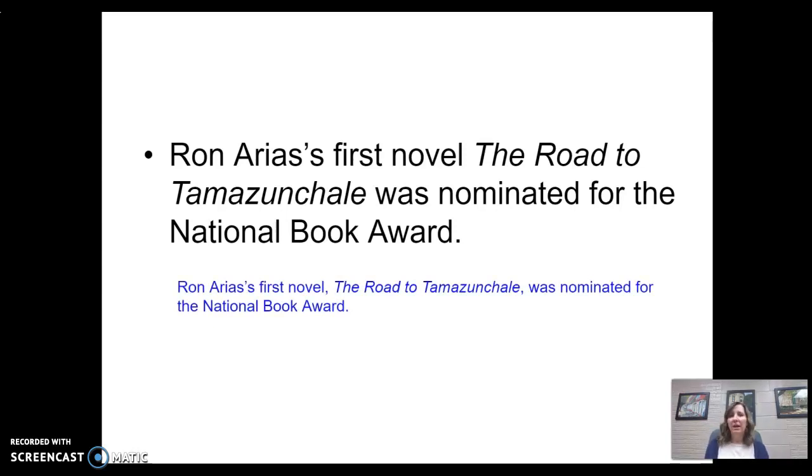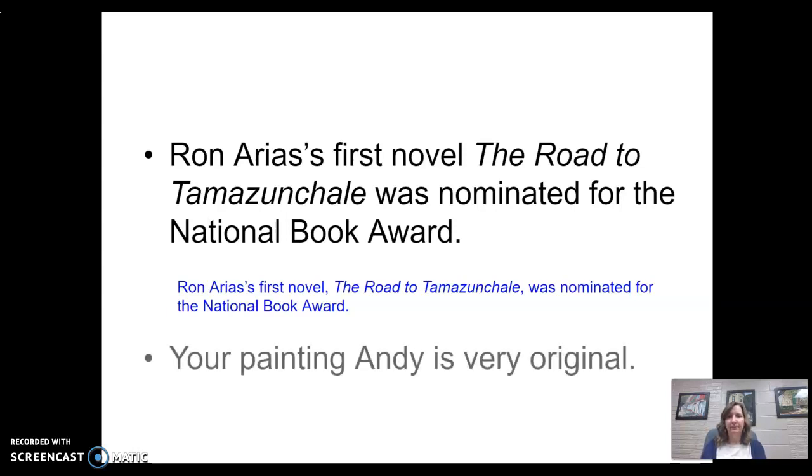Okay, so that one might be a little different to you, but that's why it's really important to look at what the actual part of the sentence is saying. Since it says it's his first novel that was nominated for the National Book Award, then we don't necessarily need to know the title. But if it just said Ron Arias's novel, we assume he's written more than one novel, so we wouldn't know which one it was unless we had the title. So that word first is very important for this sentence. Because we have first novel, it makes The Road to Tamazunchale non-essential in this case.